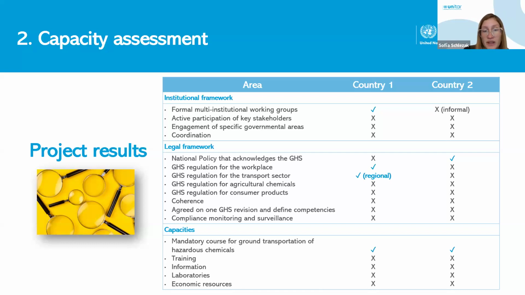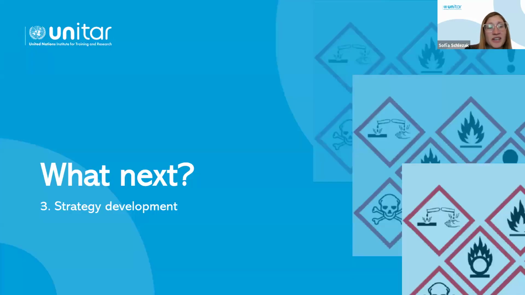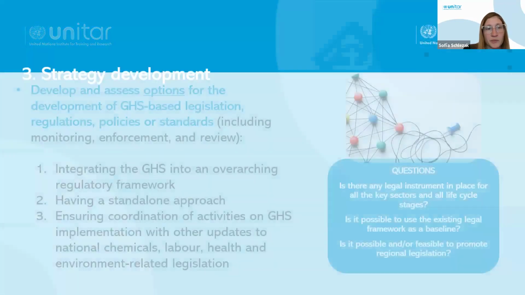For capacities, we noticed that they had courses for ground transportation of hazardous chemicals. However, an integral training program for chemicals or chemicals classification and labeling was lacking. Same for information sharing means, and laboratories and other economic resources to fund these kinds of capacity building activities. Next question would be, okay, now we have information, now we have people committed, what's next? What kind of strategy can we propose?